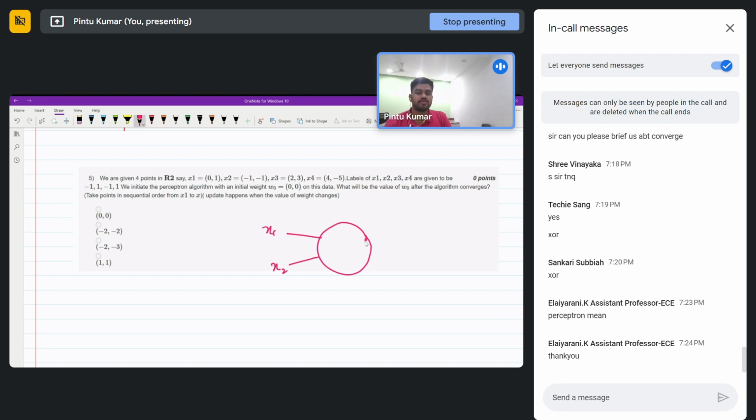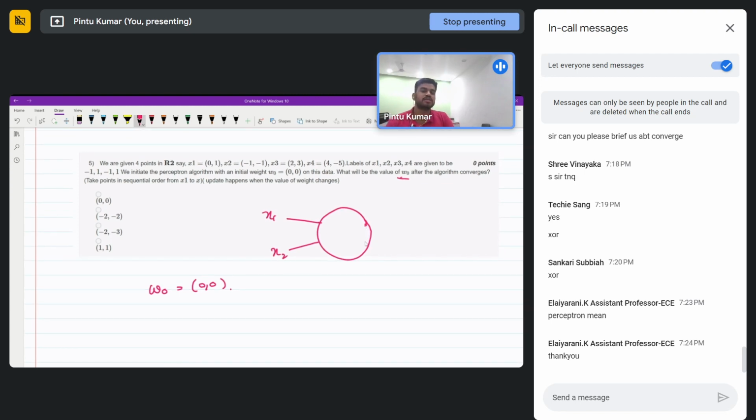And these are X2, X3, X4. Labels are given to be -1, 1. There are 4 points given to you. The initial weight given is W naught, that is 0, 0. What will be the value of this W when the algorithm converges? Here theta is implicitly given to be 0.